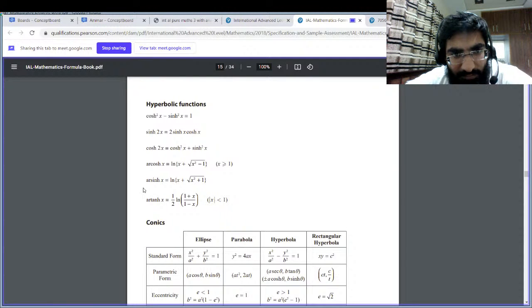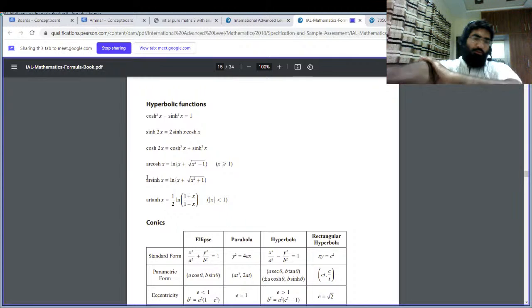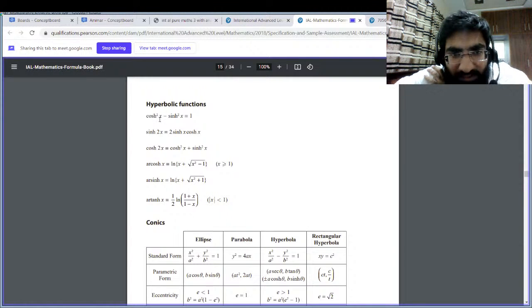So it's there in my booklet, but it's confusing. For hyperbolic function, you are given cosh 2x. Sine 2x is equal to 2 sine x cos x. Cos 2x is equal to cos squared x plus sine squared x. But tan isn't there.